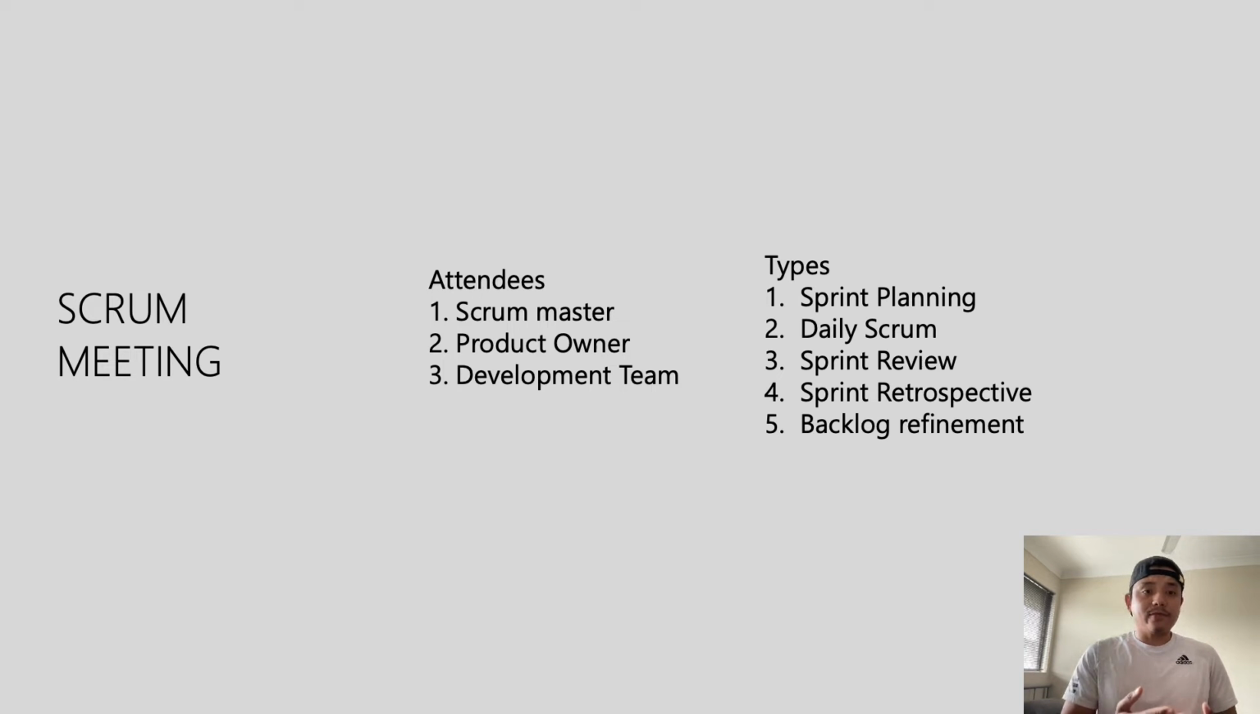And there are different types of Scrum meeting, or different events that happen during the Scrum meeting. So the first event or type is sprint planning, and the second is daily Scrum. Third, the sprint review. The fourth, the sprint retrospective, and the final one, the backlog refinement.